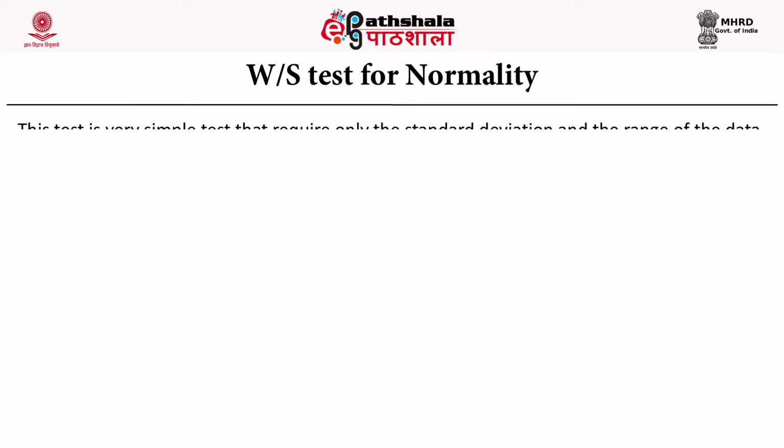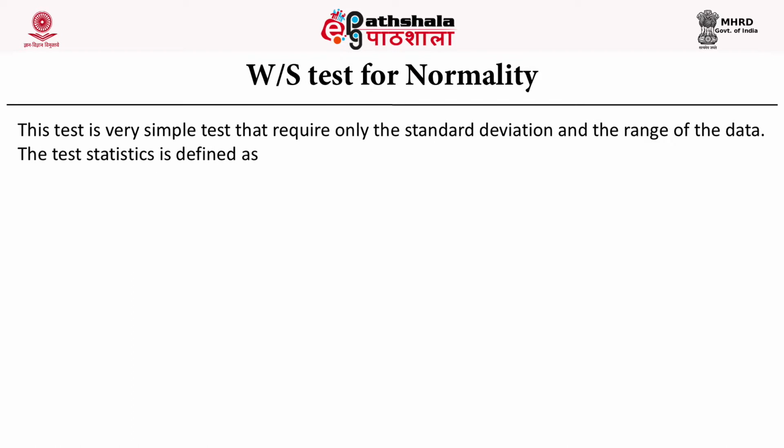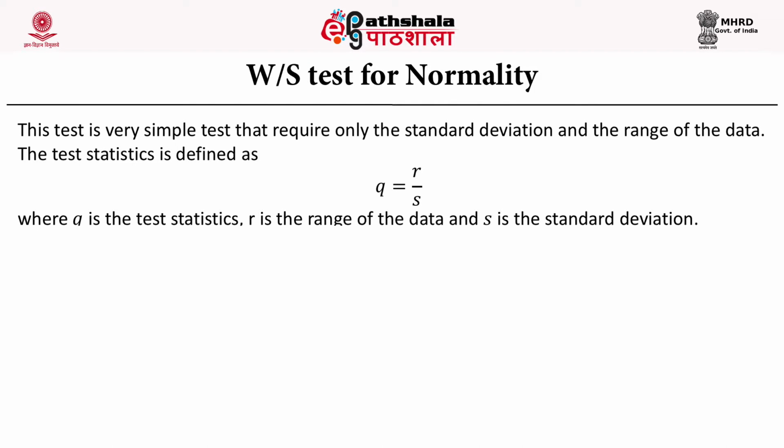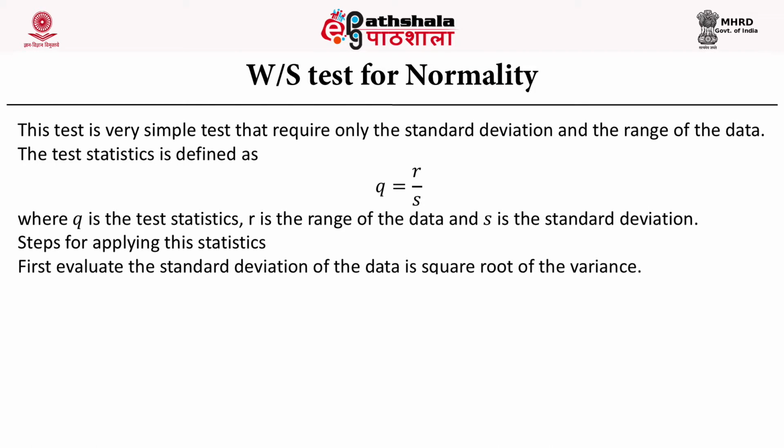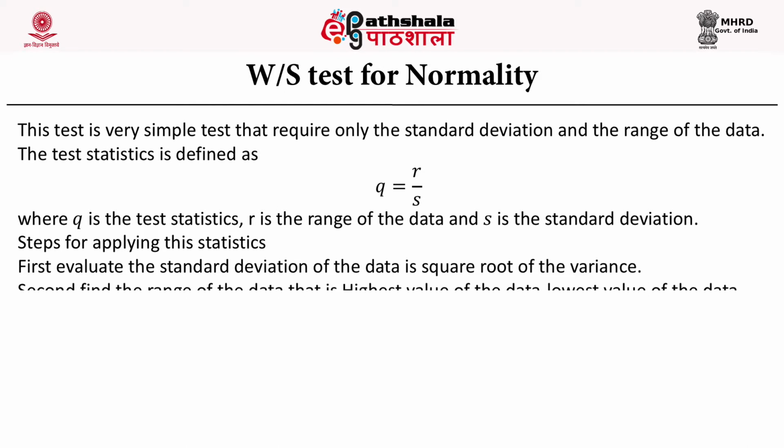So the first test is the W/S test for normality. This is a very simple test that requires only the standard deviation and the range of the data. The test statistic is defined as Q equals R upon S, where Q is the test statistic, R is the range of the data, and S is the standard deviation. Steps for applying this statistic are given here.